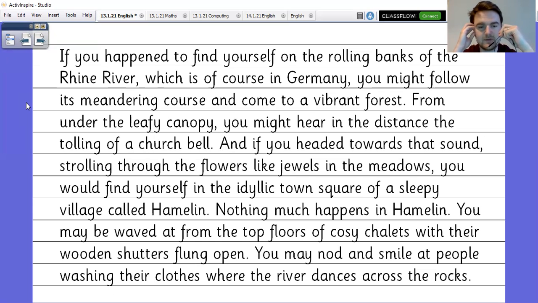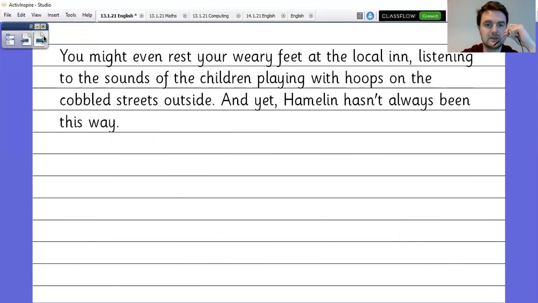Nothing much happens in Hamlin. You may be waved at from the top floors of cosy chalets with their wooden shutters flung open. You may nod and smile at people washing their clothes where the river dances across the rocks. You might even rest your weary feet at the local inn, listening to the sounds of the children playing with hoops on the cobbled streets outside. And yet, Hamlin hasn't always been this way.